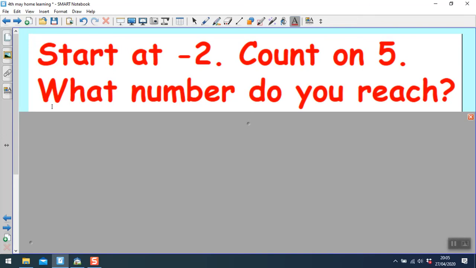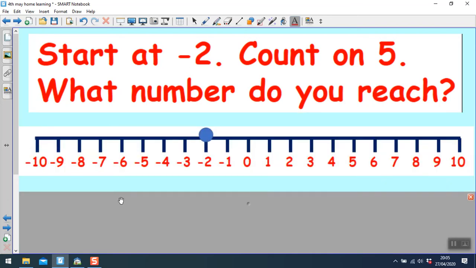This time start at -2 and count on 5. Write down the whole calculation and pause the video while you do this. So here's my number line. I'm going to start at -2, count on 5. I could just do 5 jumps and I get to the number 3.